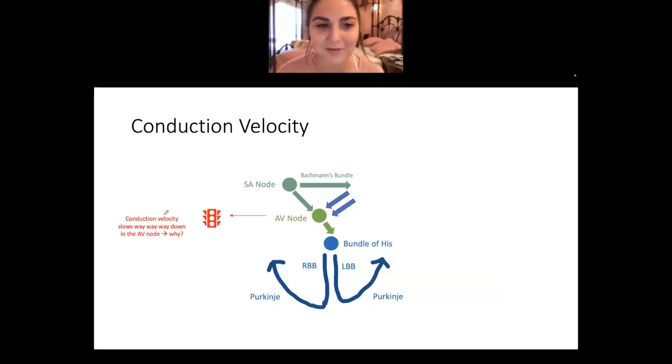I can't remember how I took this out of your PowerPoint, so you might have the answer there. But without looking, why is it so important that conduction slows down through the AV node? Does anyone remember?